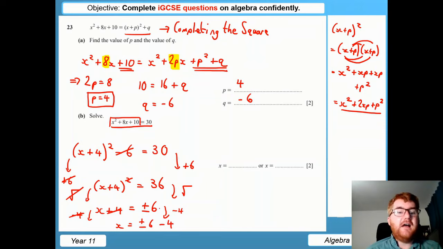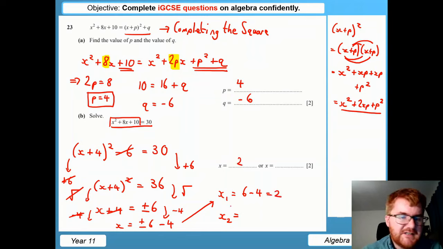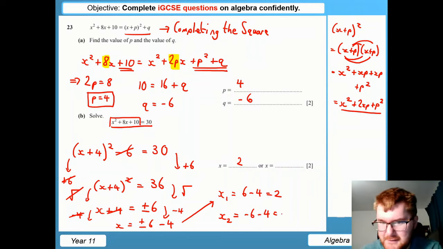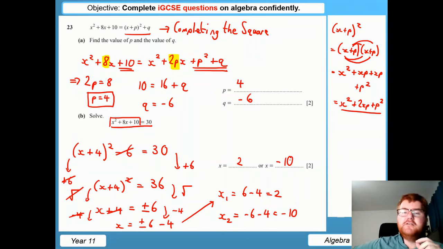Now you're probably thinking, how do we work that out? Well, we work it out as two different solutions. So first of all, we're going to pretend it's a positive. So we get 6 minus 4, which is equal to 2. That's our first answer. And then we pretend it's a minus. So we get minus 6 minus 4, which, if you don't like negative numbers, you have a calculator, so use it. But we get minus 10 for the second answer.